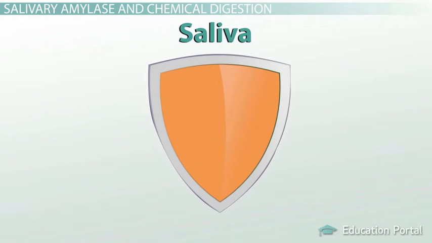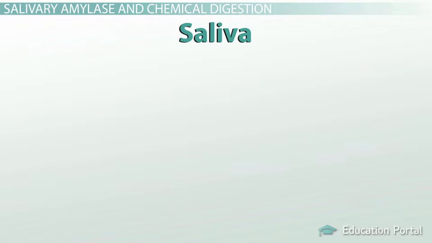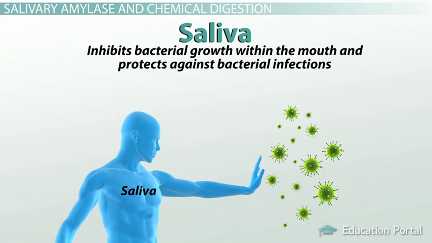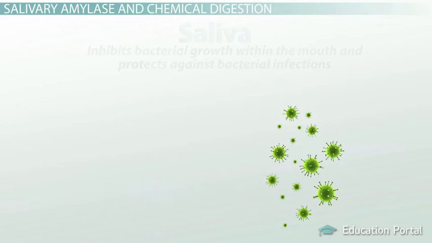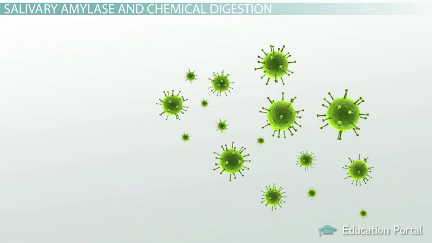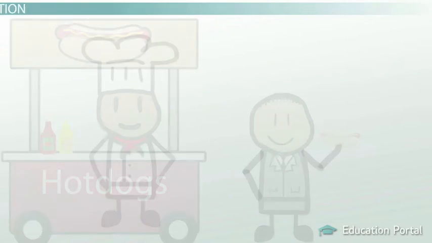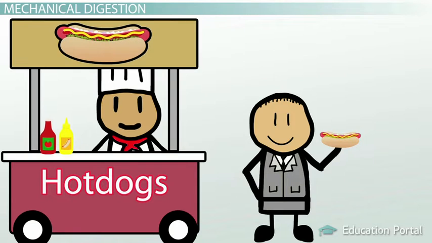Now, saliva is not only involved in digestion, it also plays a protective role thanks to additional enzymes and antibodies found within the saliva. Because of these substances, we see that saliva inhibits bacterial growth within the mouth and protects against bacterial infections. Therefore, a person that does not produce sufficient amounts of saliva will be at higher risk for bacterial infection.